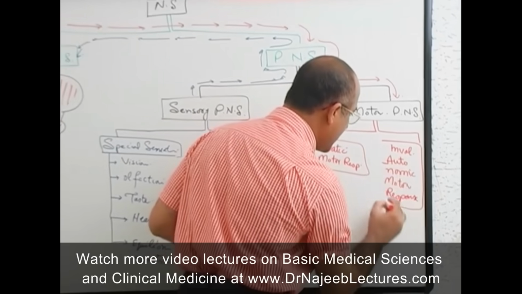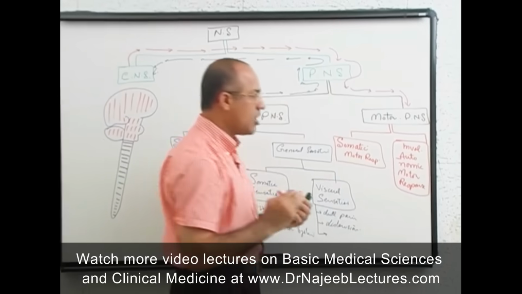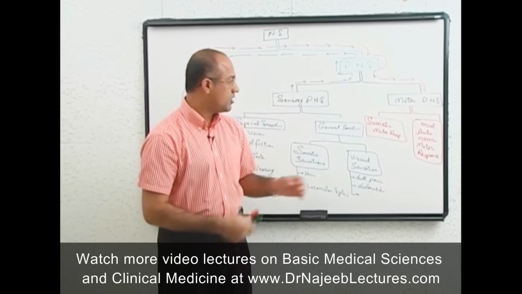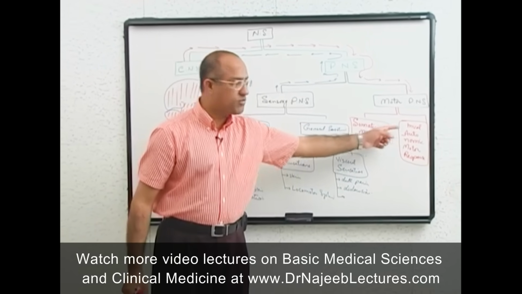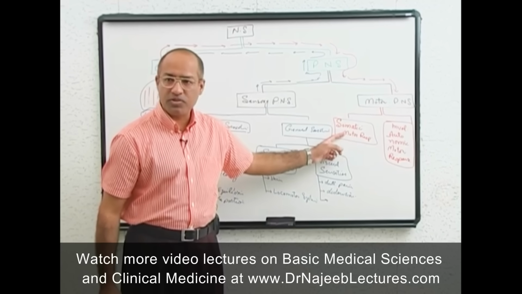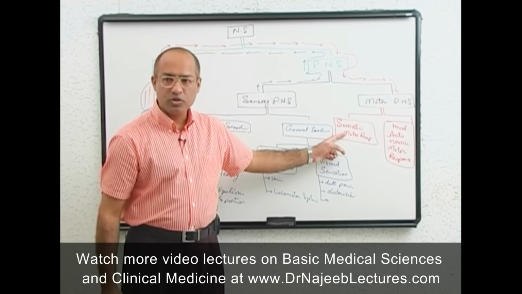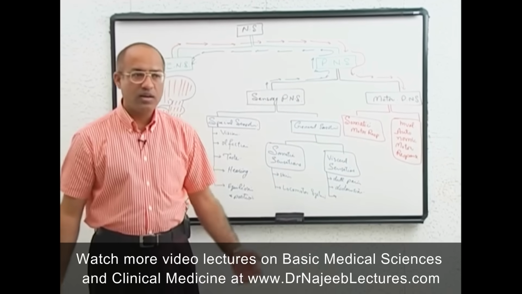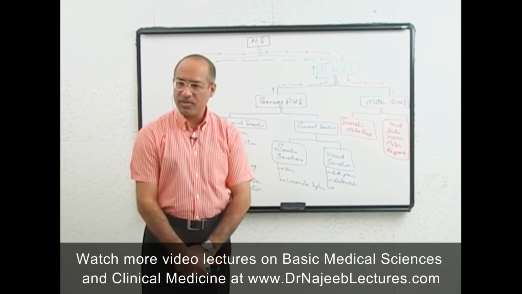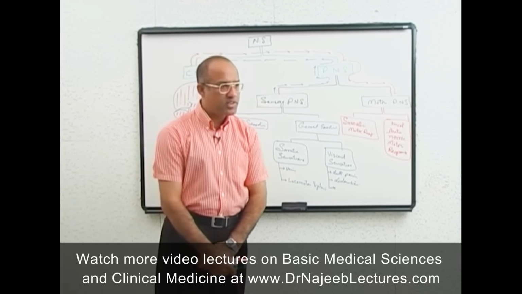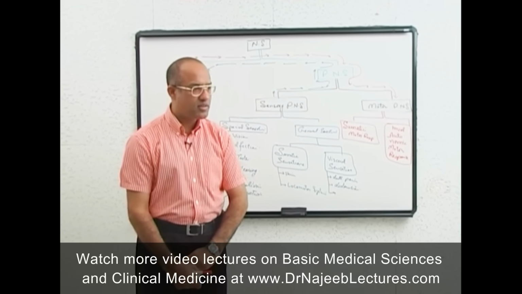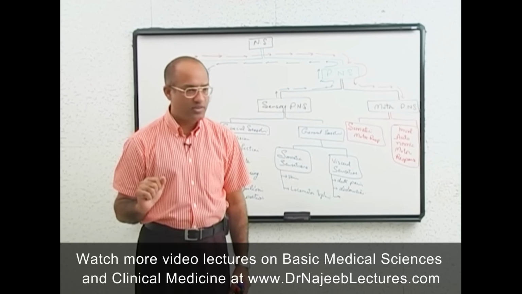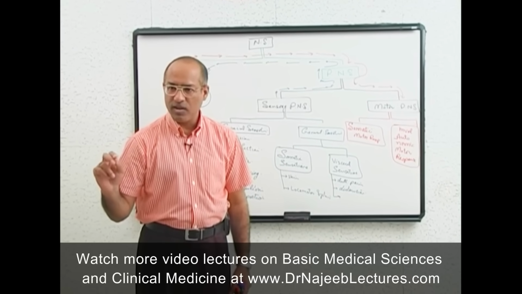So what did we learn here? That all the motor responses can be categorized as voluntary motor responses and involuntary motor responses. Voluntary motor responses are also called somatic motor responses, and involuntary motor responses are also called autonomic motor responses. Is that right? Can you give me an example of a somatic motor response? For example, when I move my hand, this is a somatic motor response. Voluntary motor response, right?